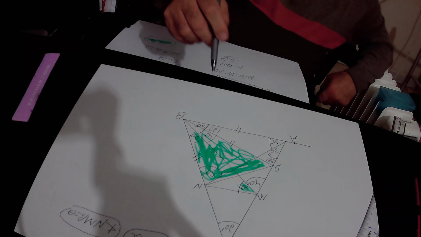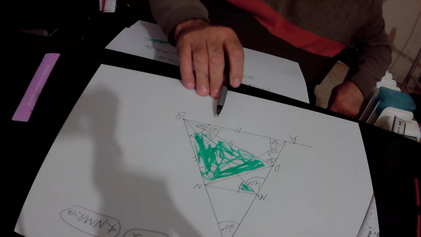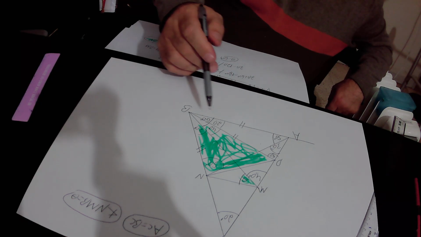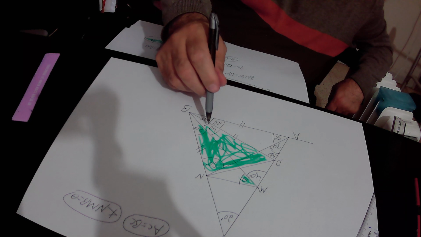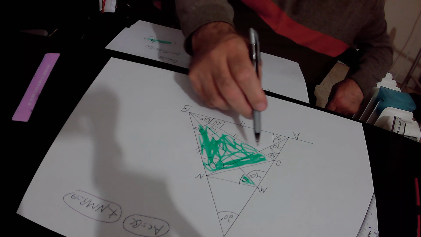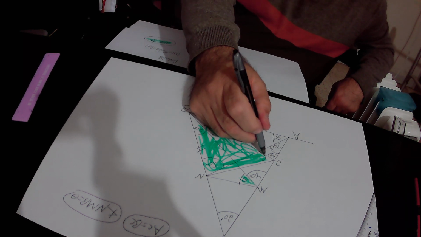We found out that the green triangle is an isosceles triangle. That is to say, this angle equals 60 degrees, this angle equals 60 degrees, and this angle also equals 60 degrees.